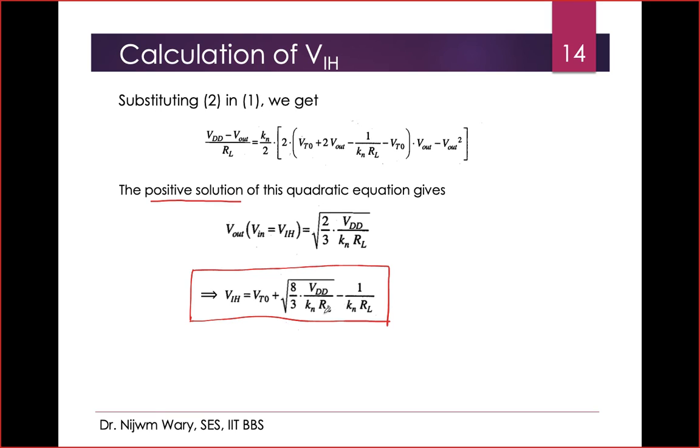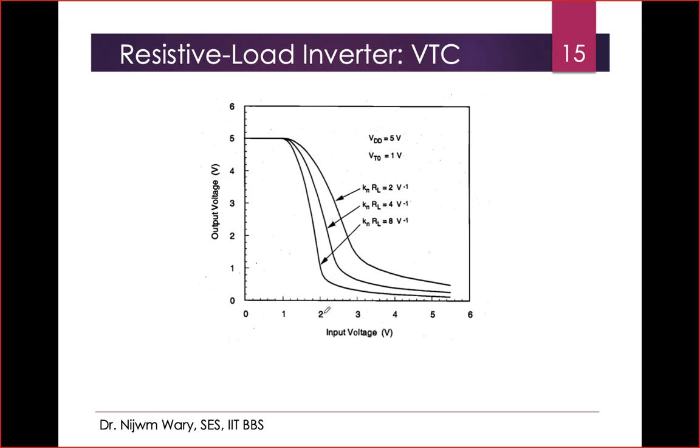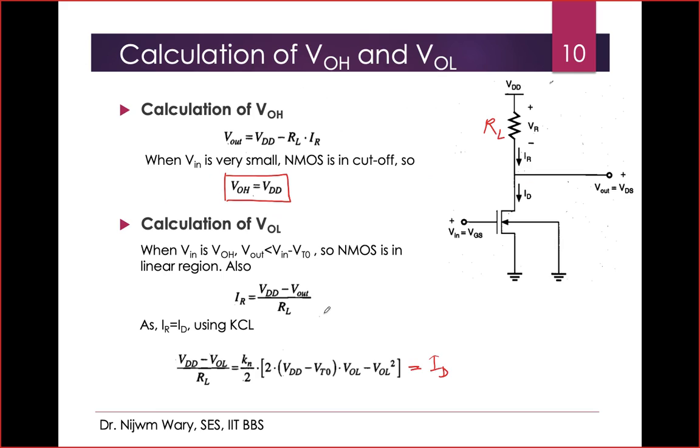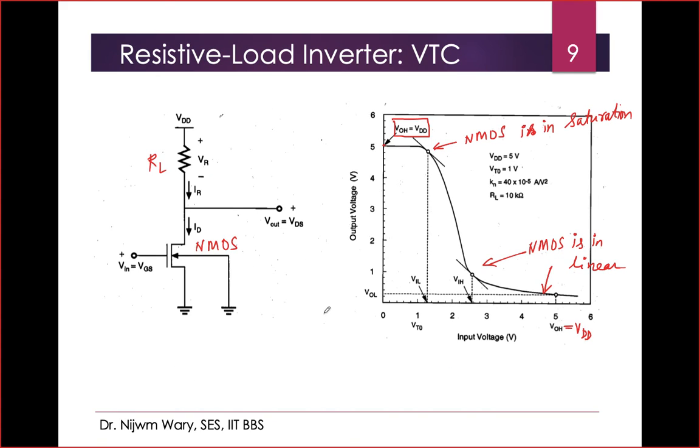So this is the expression of VIH. Until now we have covered VIH, VIL, VOH, and VOL, right? Now, of course, there is one more, which is the threshold voltage of the inverter. To find out the threshold voltage of the inverter, which is at this point, I'm leaving it as an exercise for you. You can just try to do it yourself.